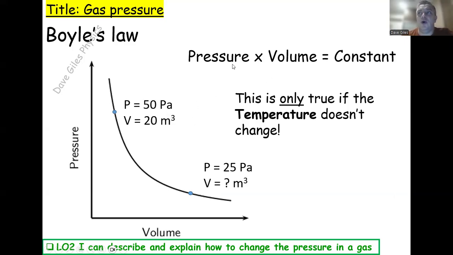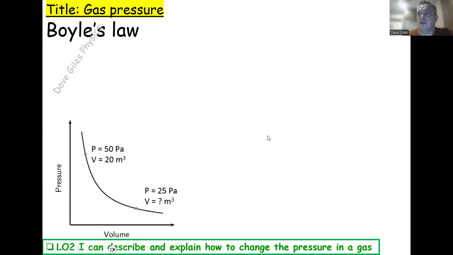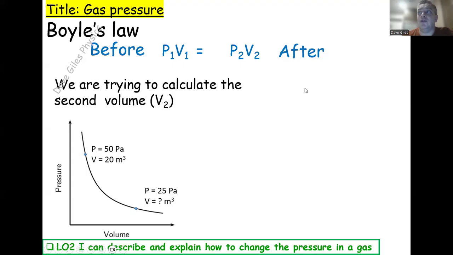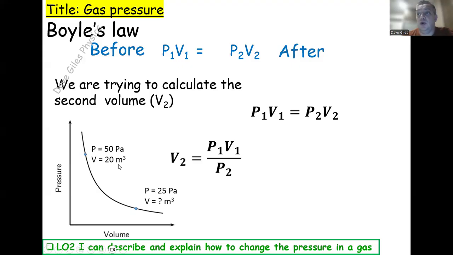However, using this formula, pressure times volume being constant, we can work out the volume. We can write P1V1 equals P2V2, which means pressure before times volume before equals pressure after times volume after, because PV is a constant. So we're trying to calculate the second volume, V2. I can rearrange this to get V2 is P1V1 over P2. So P1 is 50, V1 is 20, P2 is 25. Put those figures into my formula and I get the volume now being 40 meters cubed.